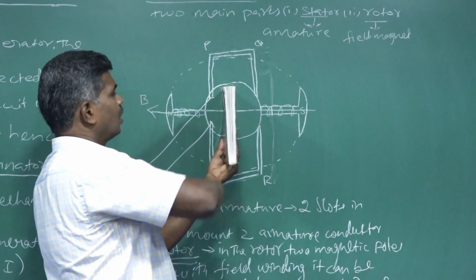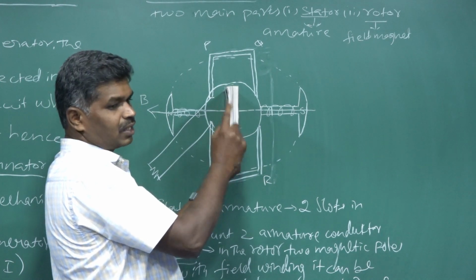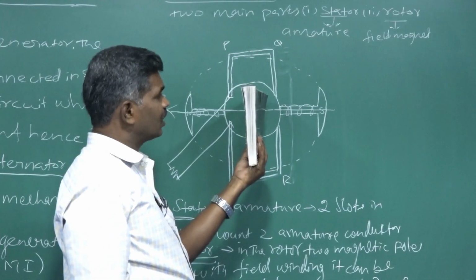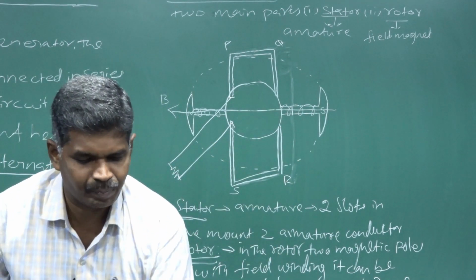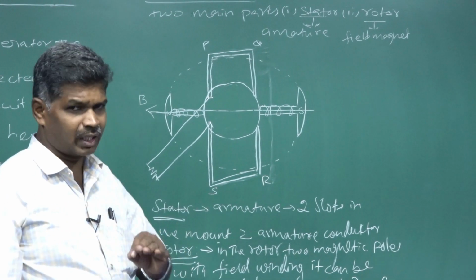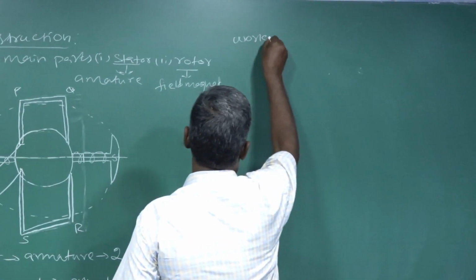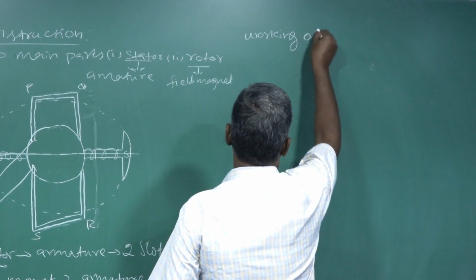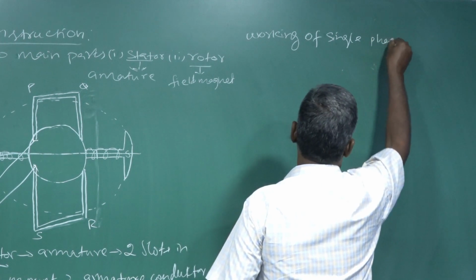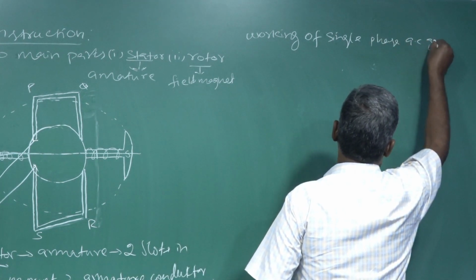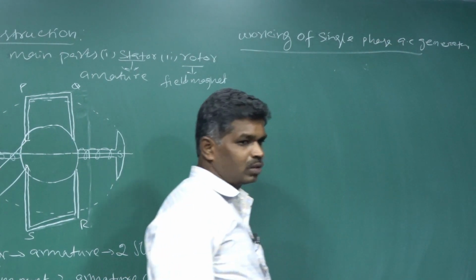If the field magnet is rotated inside that armature, the armature can be linked with the change in magnetic flux. So now we are going to see the working of the single phase AC generator. Anyhow, we are going to see how it functions.